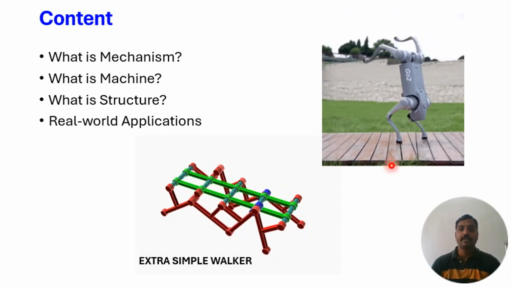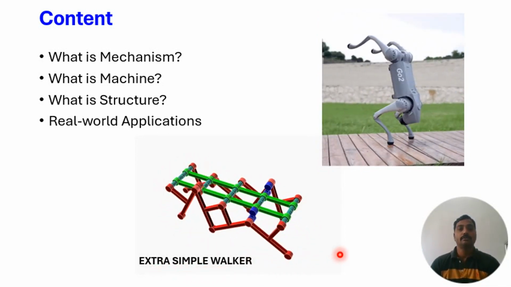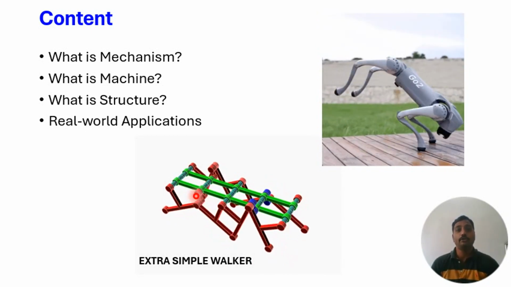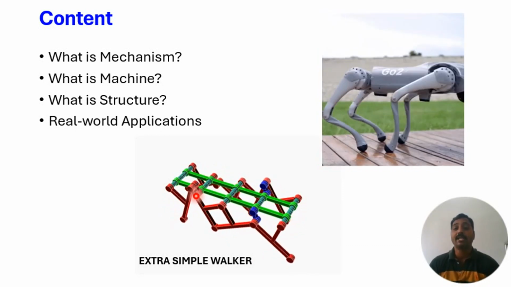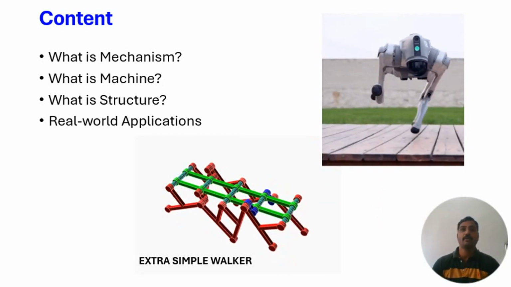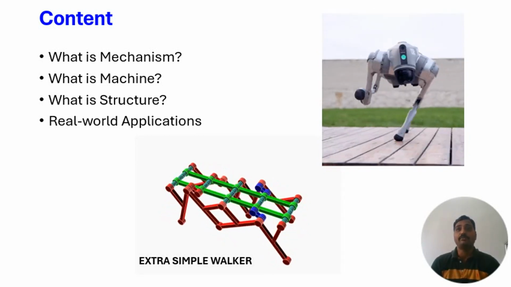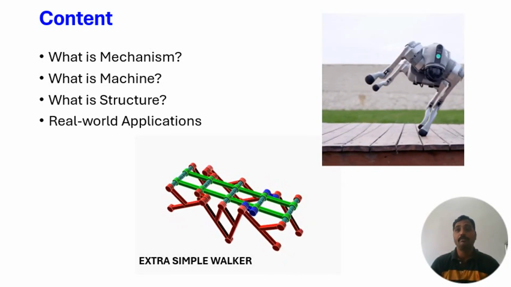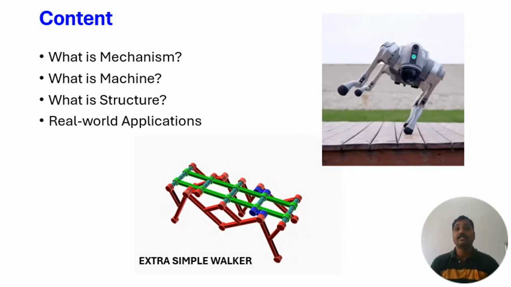In this video lecture, we are also going to provide an extra simple walker. These are completely mechanical elements, using different connections of lower pairs as well as higher pairs to generate the walking mechanism for the system. There is also a real-world application, the mini cheetah, which is a type of robot. It does different activities: it stands on a single leg and moves up and down. All of this is possible because of mechanisms as well as machines.